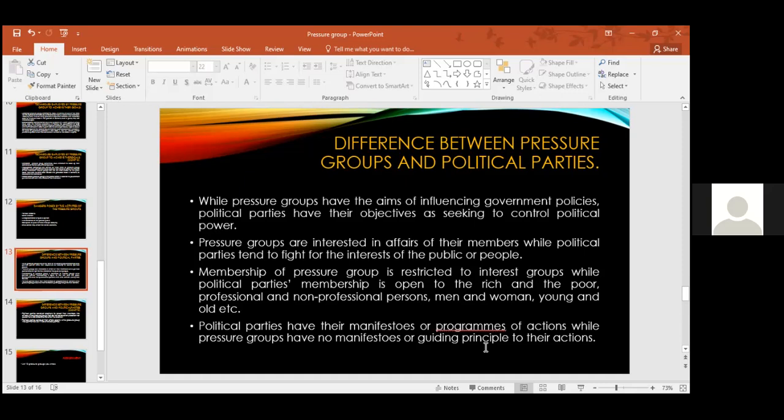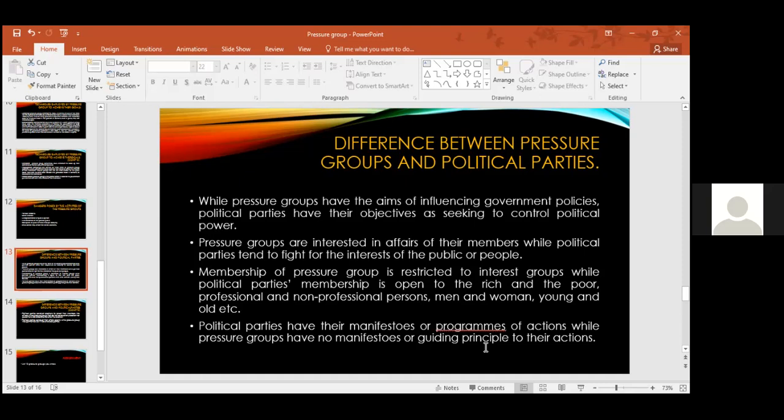For pressure groups, there will be certain rules, certain requirements for you to join them. For ICAN, you must be an ACA. That means you must have passed certain examinations for you to join ICAN. That is their own rule for joining, and you must be a chartered accountant. But political parties, we have different people joining. If you look at APC, PDP, you have numerous people, educated, not educated, all of them are part of political parties.